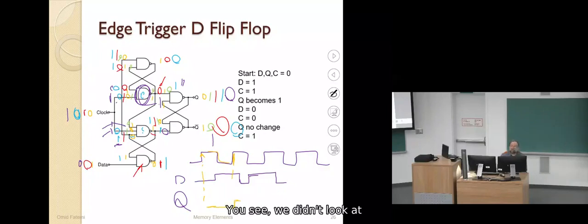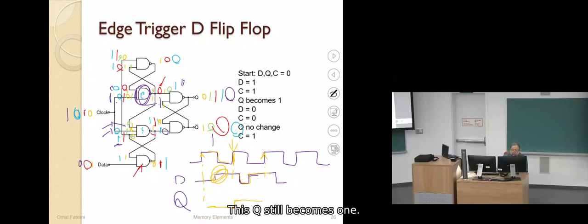Becomes 1. You see, we didn't look at the data during this time, whatever it is. But at the rising edge of the clock, at this point, we look at data. And whatever data is at that time, it propagates to the output. And you see here, data becomes 0 here. Okay, there is no clock, so data becomes 1 again. Okay, no problem. But here is the rising edge of clock. So at this time we look at data, and data is 1 again.